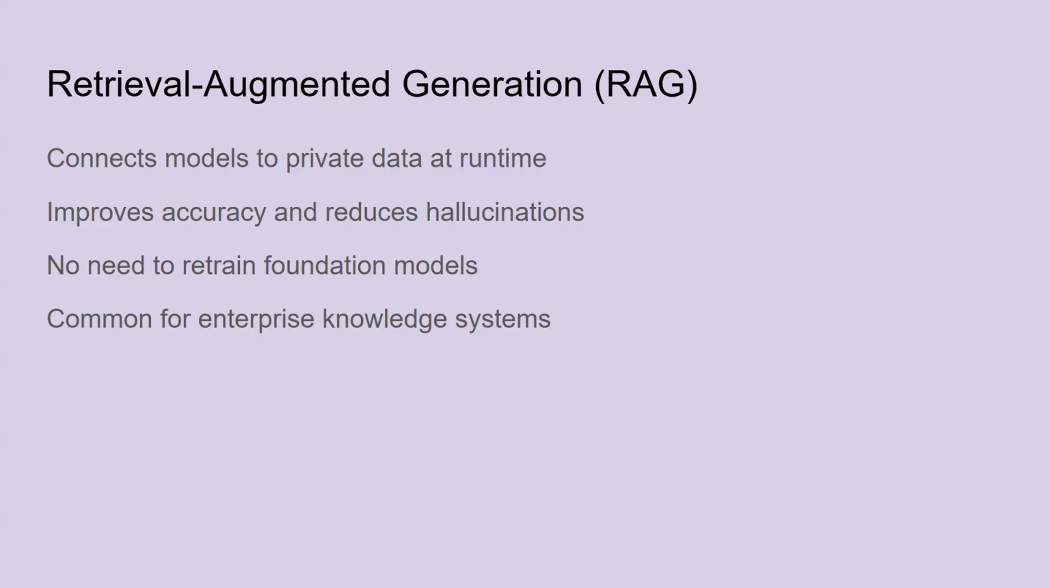Now, RAG, the retrieval augmented generation, is all the rage right now. You can connect models to private data at runtime. It improves accuracy and reduces hallucinations. And no need to retrain foundation models. And it's common for enterprise knowledge systems. Again, most enterprises only use RAG now. And again, you don't have to retrain any foundation models. They're all set in here. So that is RAG in AWS.